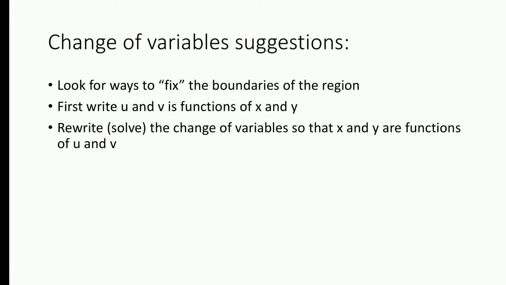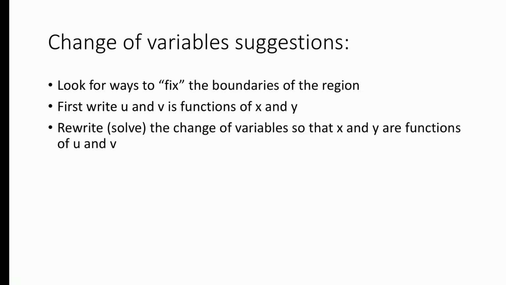So, changes of variable suggestions. If you have a problem where you think you should change variables, you should look for ways to fix the boundaries. If the boundaries are nasty curves, is there a substitution that turns those nasty curves into a nice rectangle, like we did in this last one? Then we first write u and v as functions of x and y, and then you have to actually solve for x and y as functions of u and v.